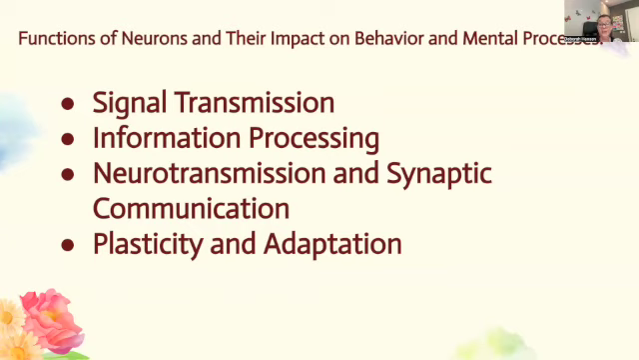Neurotransmission and synaptic communication. Different neurotransmitters influence behavior and mental processes in very unique ways. For example, serotonin will affect our mood. Dopamine is basically involved in reward and motivation, and acetylcholine is crucial for memory and muscle movement. So different jobs, different actions.